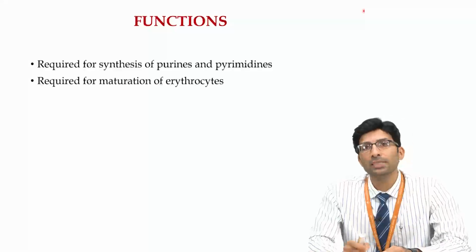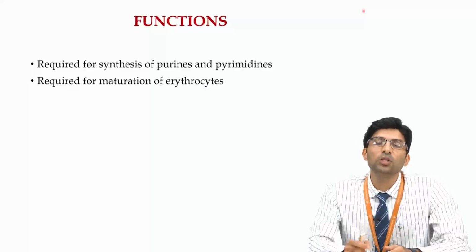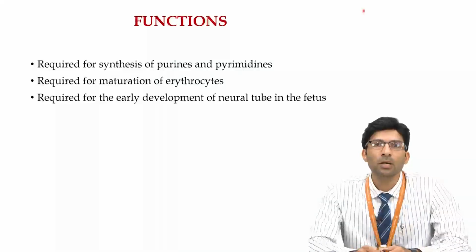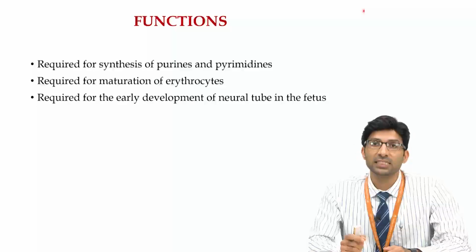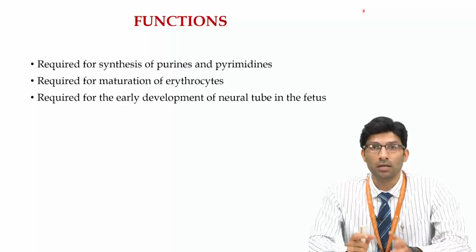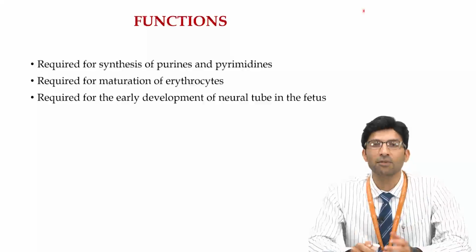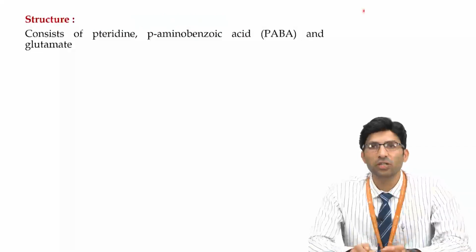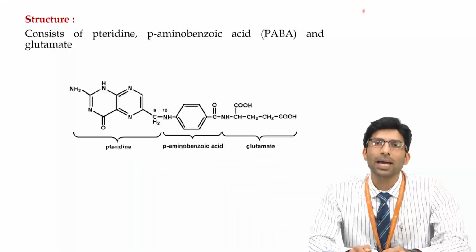We will see what happens if the folic acid is not there. We can see right here itself that maturation of erythrocytes will be affected, but what it can lead to, we shall see a little later. It is also required for the early development of the neural tube in the fetus, and if the folic acid is not there, it will affect the neural tube development. We will see what happens if the folic acid is absent in a later slide when we talk about the deficiency manifestations of folic acid. Now, when we see its structure, it consists of three important compounds: pyridine, PABA and glutamate. They link together and form folic acid.